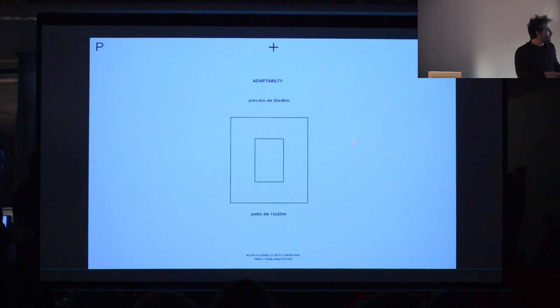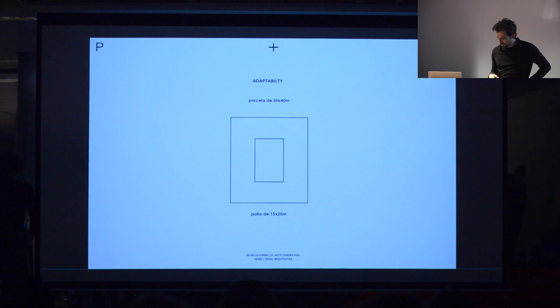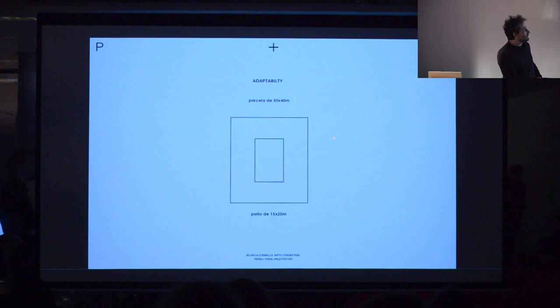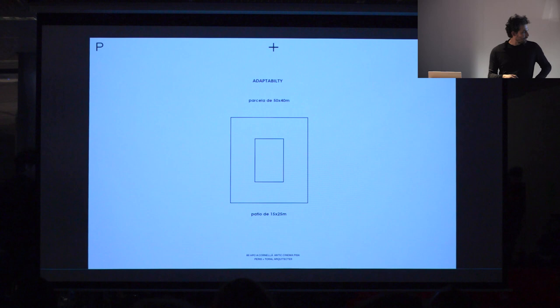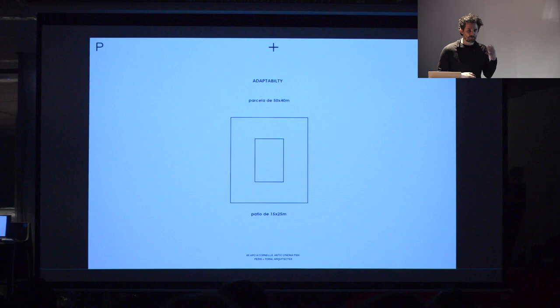To explain this idea, this was a competition where we couldn't decide the answer to the place. In many of the competitions, they give us the planning regulation, so we had to fit our building in a plot of 50 by 40 with a patio of 15 by 25. We nearly didn't do the competition, but then we thought, okay, let's try a conceptual approach.